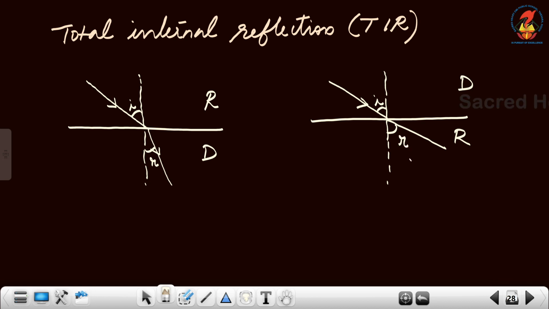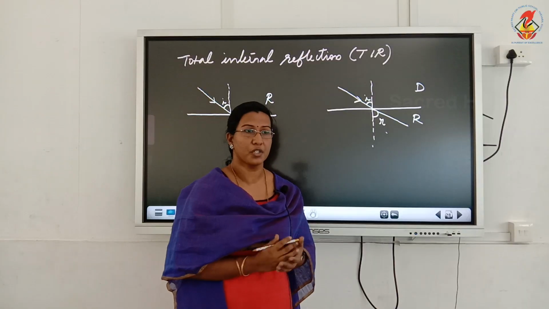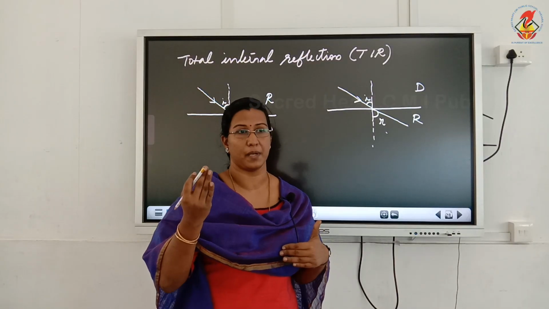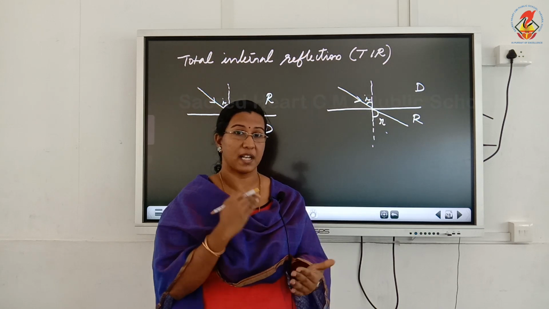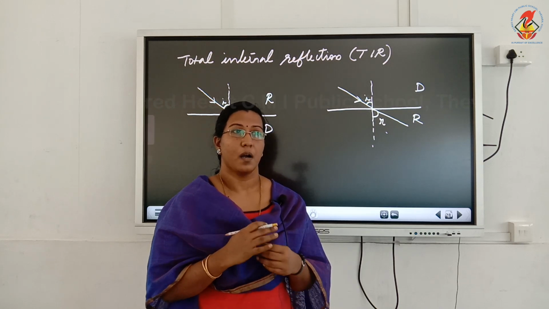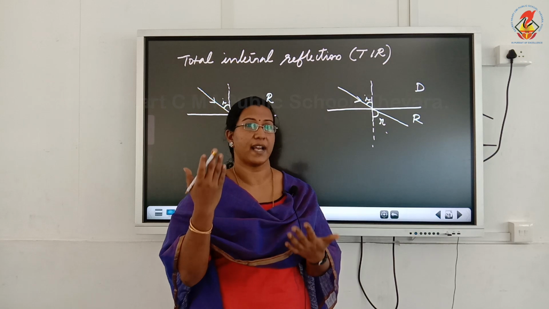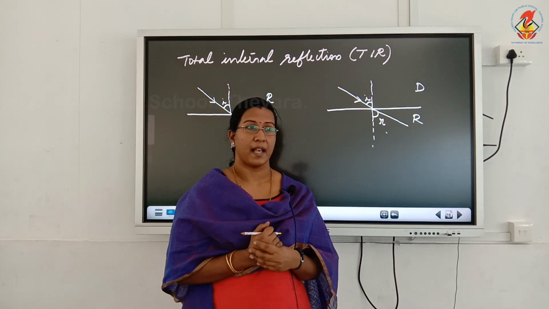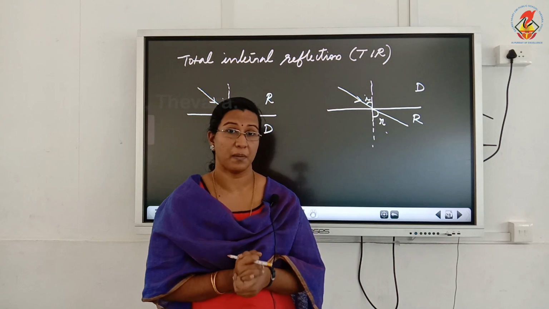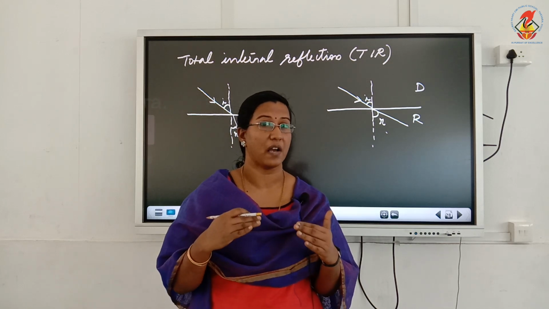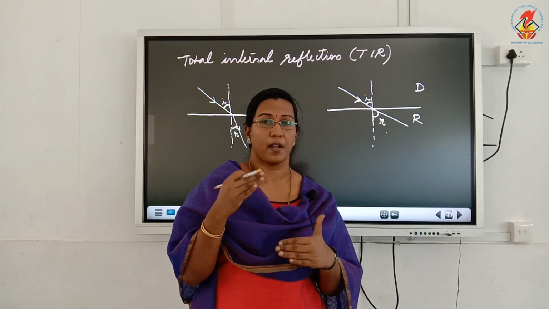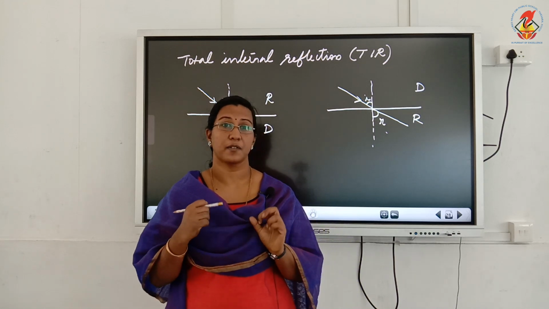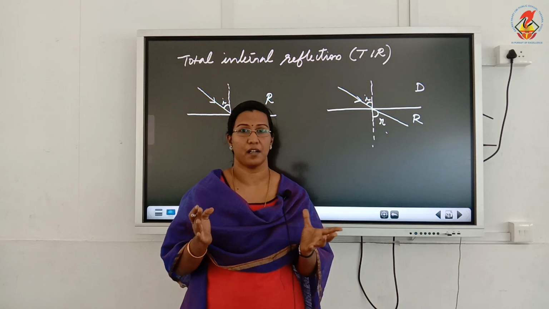Now, imagine a condition in which light is traveling from a denser medium to a rarer medium. When it travels from denser to rarer, a part of the light will be refracted and a part of the light will be reflected back into the medium itself. This reflection is known as internal reflection.